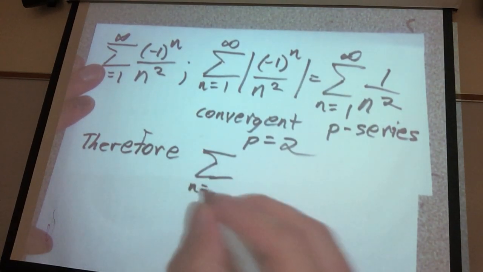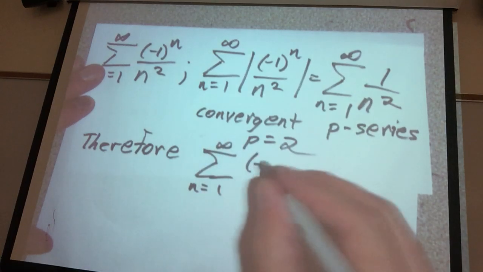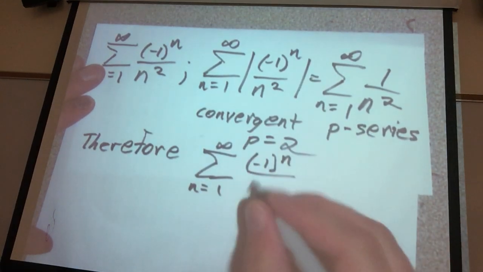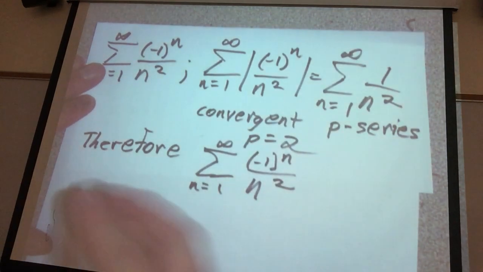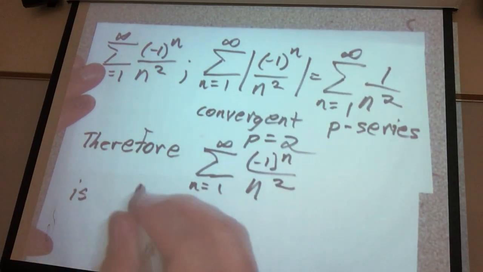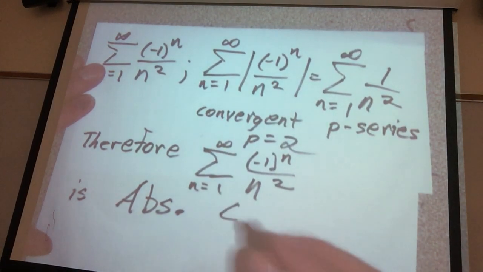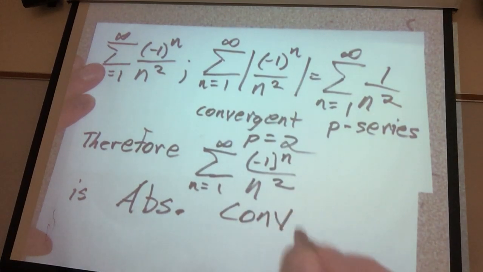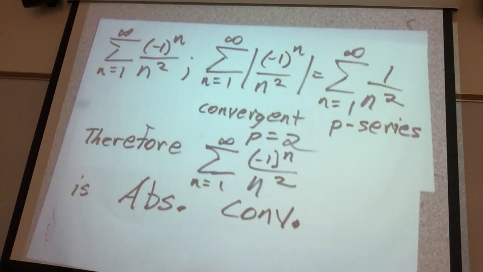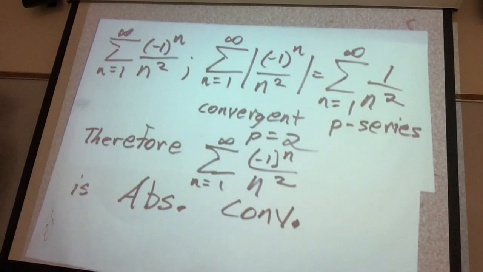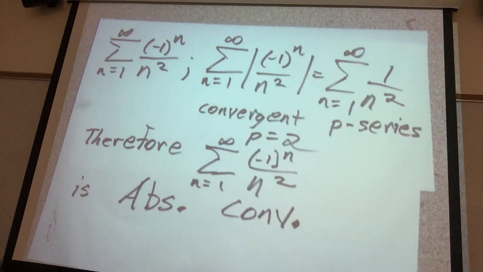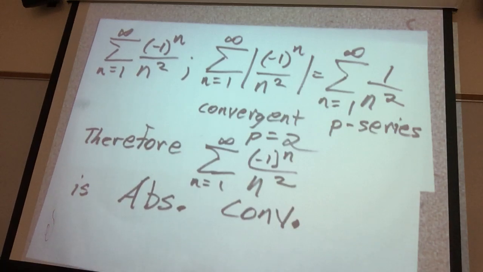the sum n equals 1 to infinity of -1 to the nth power divided by n squared is, we're using an abbreviation, absolutely convergent. Okay. So this is an example of an absolutely convergent infinite series. Okay. Now, let's try another one.